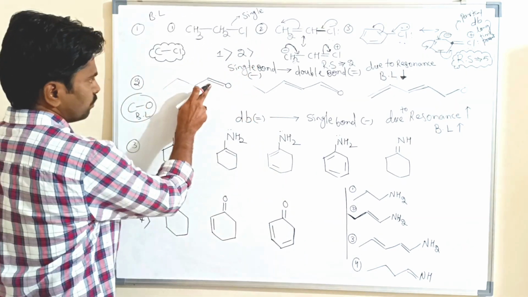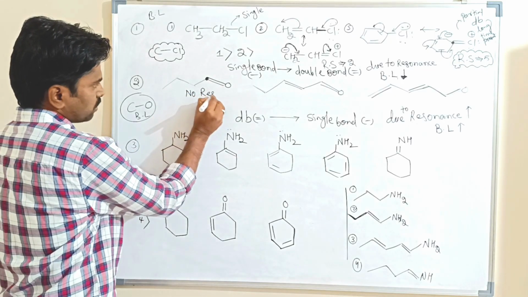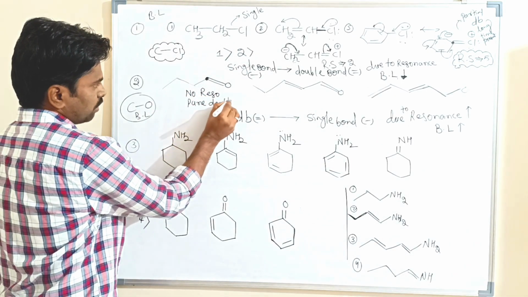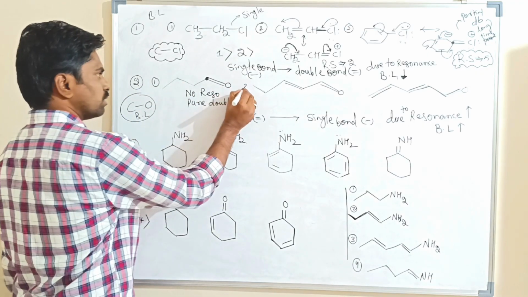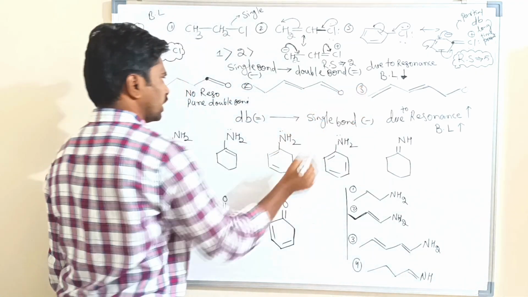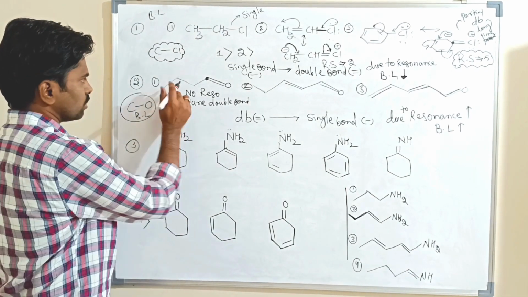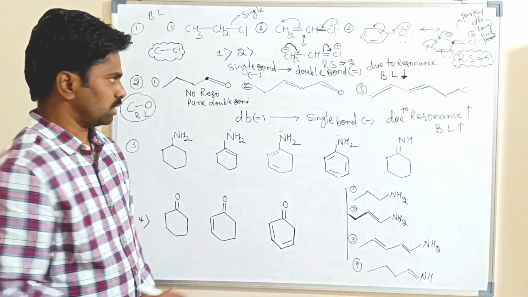Okay, so this is a pure double bond. There is no resonance, no resonance. Pure double bond, pure double bond. So it has a shorter bond between the carbon and oxygen, obviously. So your question is carbon oxygen bond length. This is shorter because there is no resonance, so no partial single bond is present.